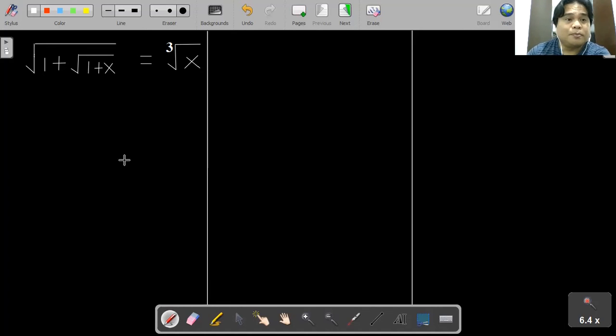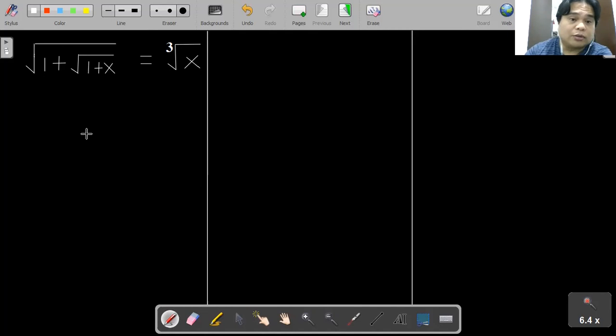Okay, so let's start. Now, what we have here actually is the square root of 1 plus the square root of 1 plus x is equal to the cube root of x. Now, this is not your typical radical equation, because you have a radicand within a radicand, meaning you have a radical expression contained in another radical expression. So this may look complex and hard, but actually all you need to do is apply all the principles that you have learned on how to solve radical equations.